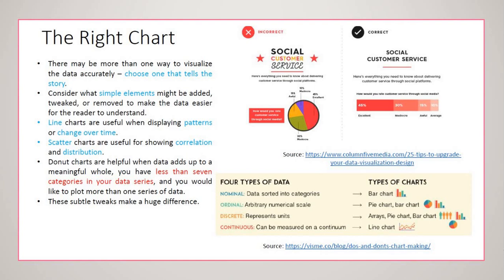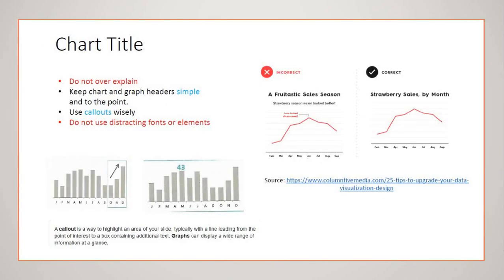Okay, next, let's look at the next one. Do not over-explain. So when you design a visual, you can use, for example, arrow, call out. Okay, keep chart and graph headers simple and to the point. Okay, for example, this one, incorrect of fruitastic sale season. Strawberry season never look better. So, tak perlu macam terlalu dramatik, berbunga-bunga macam tu. So, just go straight. Simple, tepat dan padat. Okay, sampai. Strawberry sales by month.